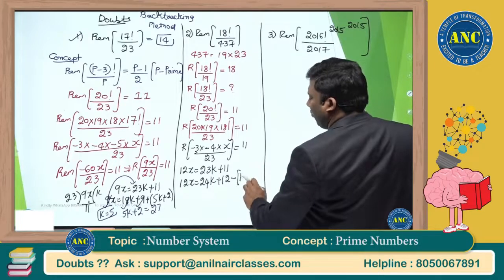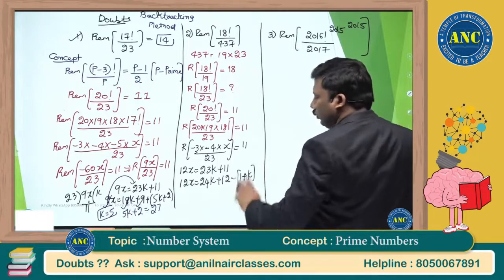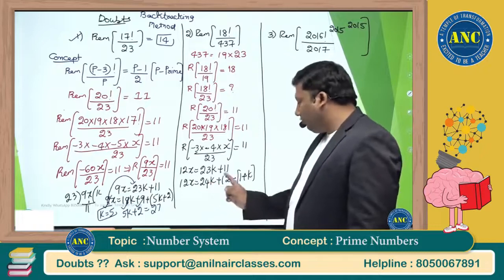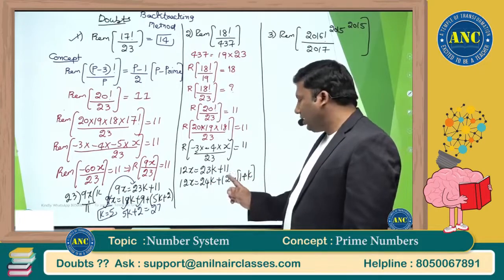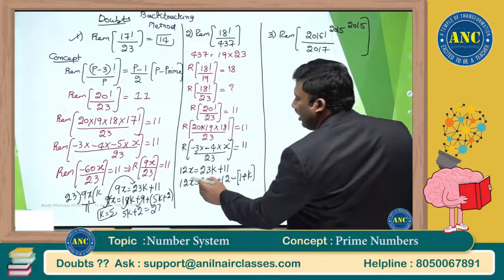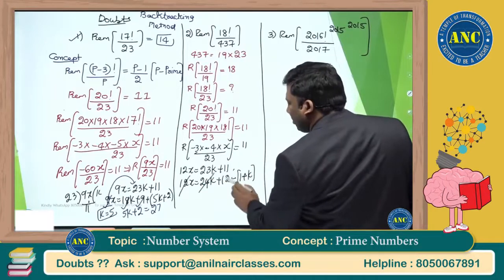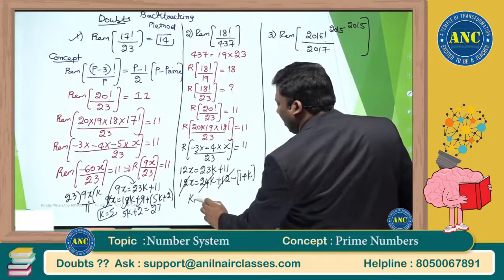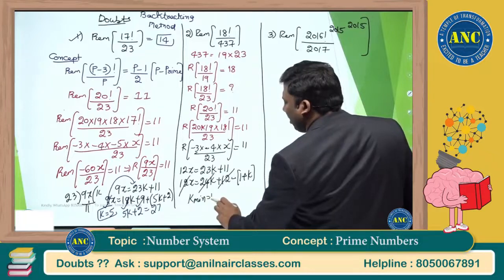Minus of 1 plus k. 24k minus k is 23k. 12 minus 1 is 11. This must be divisible by 12. So the minimum value of k is 11. Are you all with me?